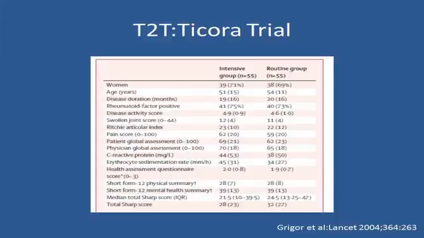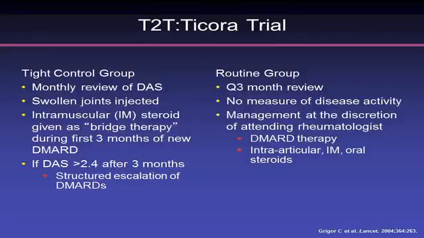And again, these people had about 1.5 years of disease, 75% rheumatoid factor positive. What's interesting is that in this era of the late 90s, they already had significant radiographic disease as measured by Sharp score. So this was the schematic of the tight control group, and this was the routine group.